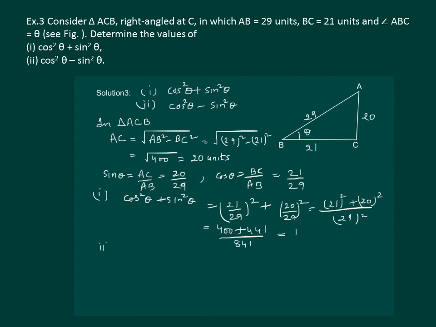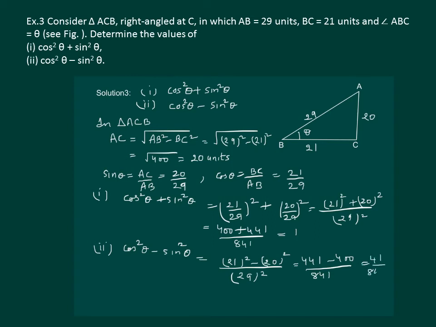Similarly, we can calculate the second part. We have cos square theta minus sin square theta. This will give us 29 whole square, 21 whole square minus 20 whole square, which will be equal to 441 minus 400 whole by 841, that is 41 by 841.